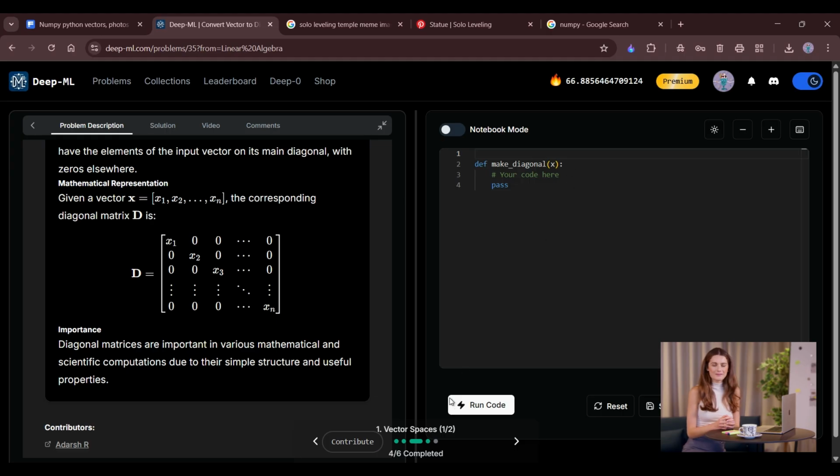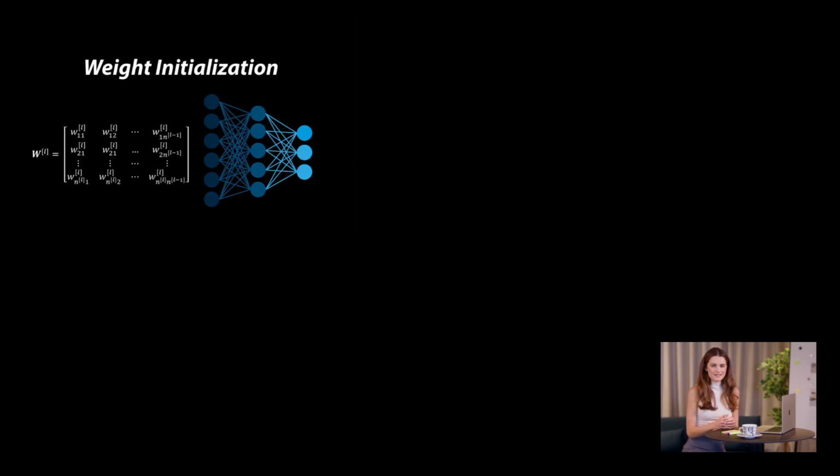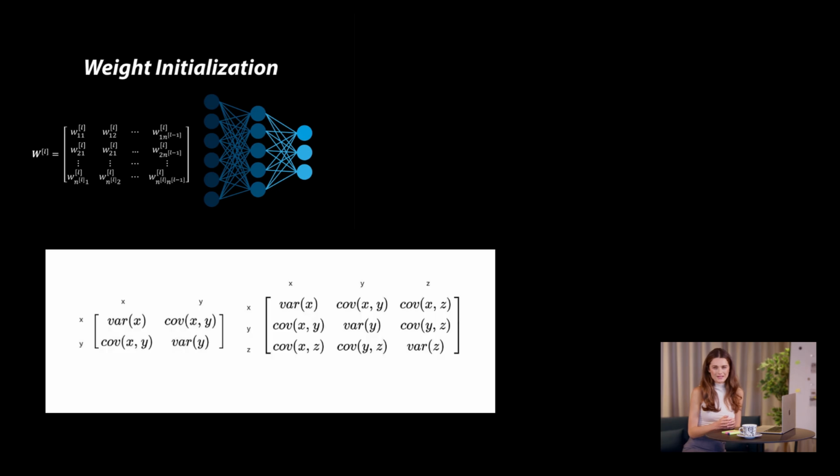Here's the code. Import NumPy. Then define your function: def make_diagonal(x). Return np.diag(x). That's all it takes. NumPy's diag function directly maps the values from a 1D array into a 2D square matrix, placing them along the main diagonal. This trick is super helpful when building identity-weighted layers, working with covariance matrices, or setting up initial weights in machine learning.